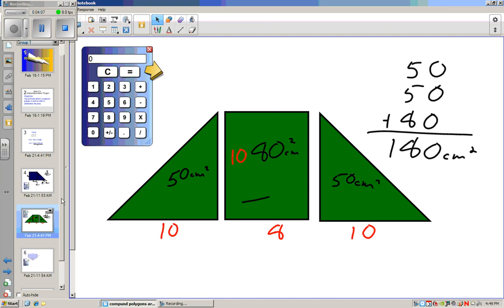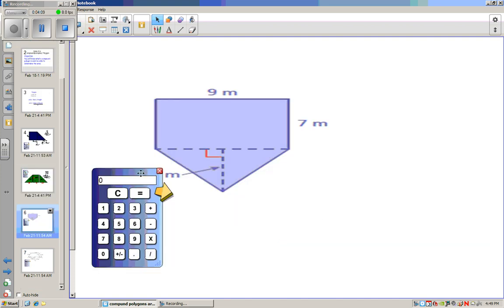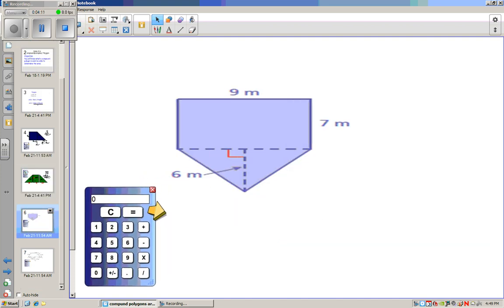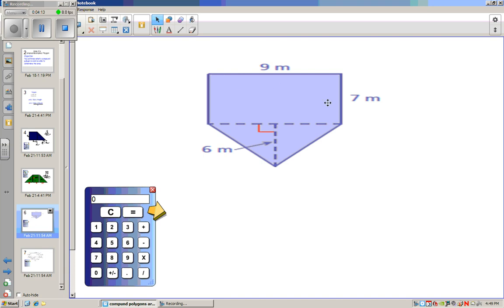We're going to turn it up a notch a little bit. What if we had a shape that looked like this? Base is 9 up here. This is 7. This is 6. How are we going to divide it? Well, they've already kind of given us some dotted lines. If I figure out just this rectangle part first, 7 times 9 gives me 63 meters squared.